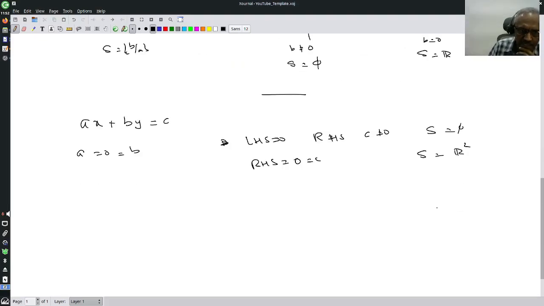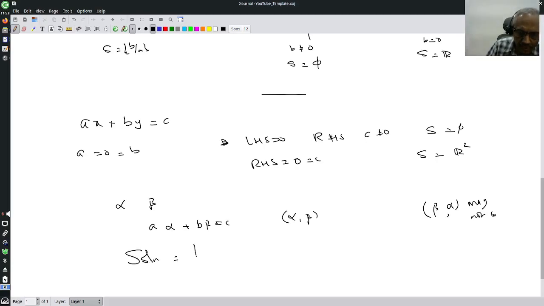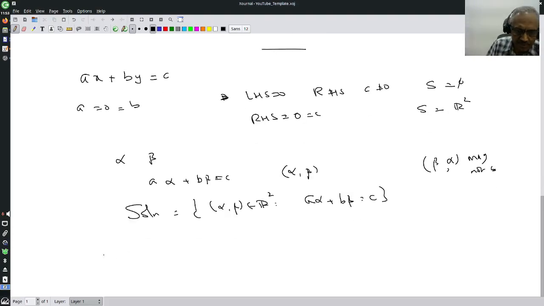But here you have to understand, usually people will say something like alpha, beta is a solution of this if a alpha plus b beta is c. But the best way to say it is not alpha, beta real numbers, but the ordered pair alpha, beta. Because the ordered pair alpha, beta may be a solution of this equation, but beta, alpha may not be. So I should think of the solution set as ordered pairs alpha, beta in R2 so that a alpha plus b beta equal to c. This is the understanding I first have to look at.